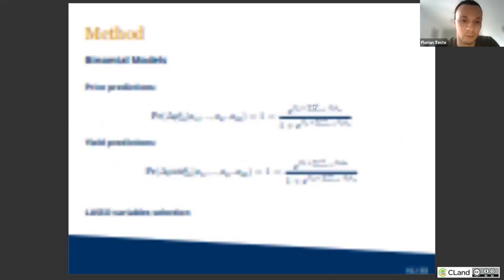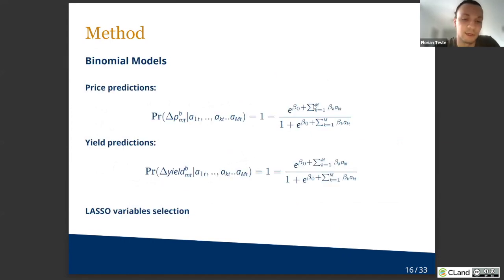So in our model, we currently use a generalized linear model. If we take the price prediction model, we want to predict the probabilities of increase. So remember, increase is 1. So we want to predict the probabilities of 1 using our expansion coefficient A of K T. Then this is the same principle for the yield. We want to predict the probabilities of increase, so increase is 1. We want to predict the probabilities of 1 using our expansion coefficient A of K of T.